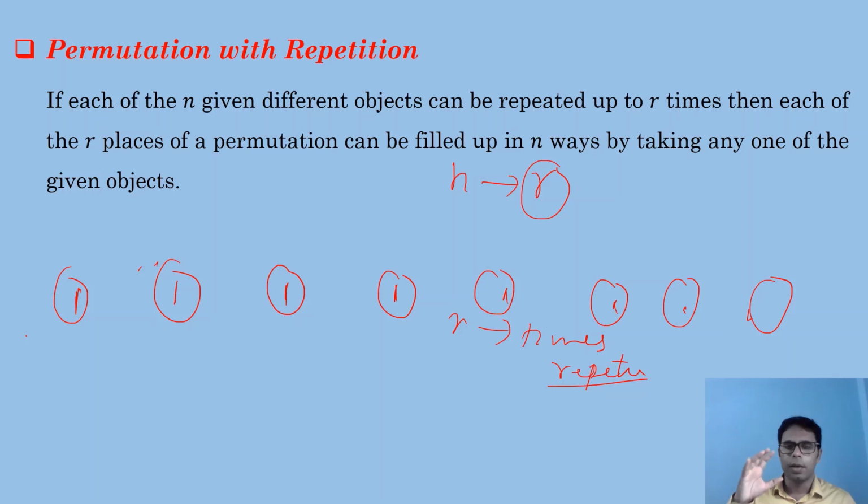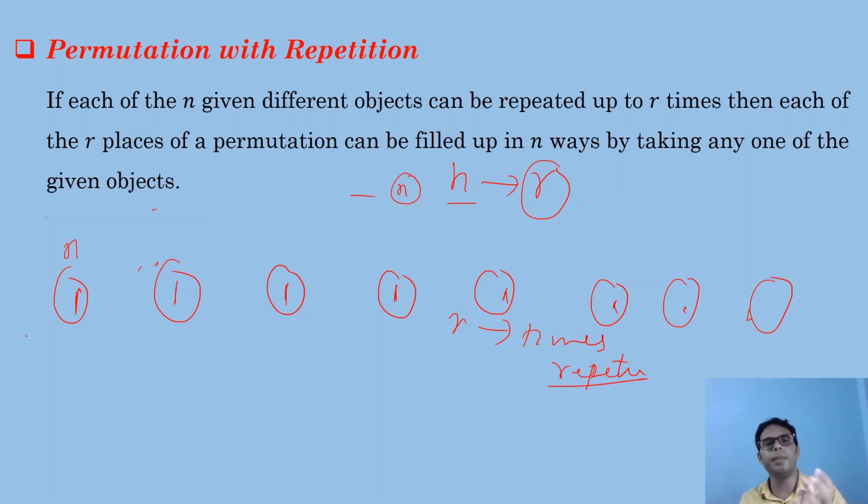Therefore, what is the total number of permutations in this case? Repeating r times means you can repeat one time also, two times, three times, and so you can repeat up to r times, meaning all times you can repeat. So what will be the next one? You see here, very simple. When you select the first object from the given n objects, you have n number of options. That means the first place can be filled in n ways.